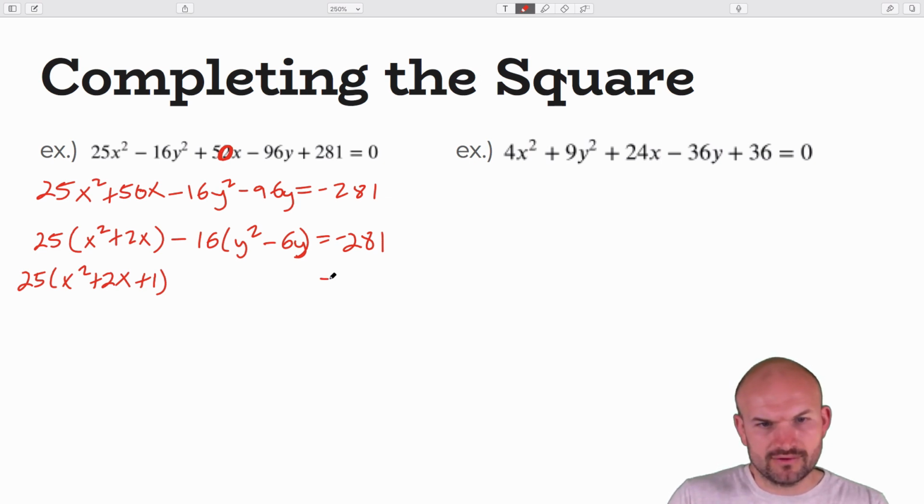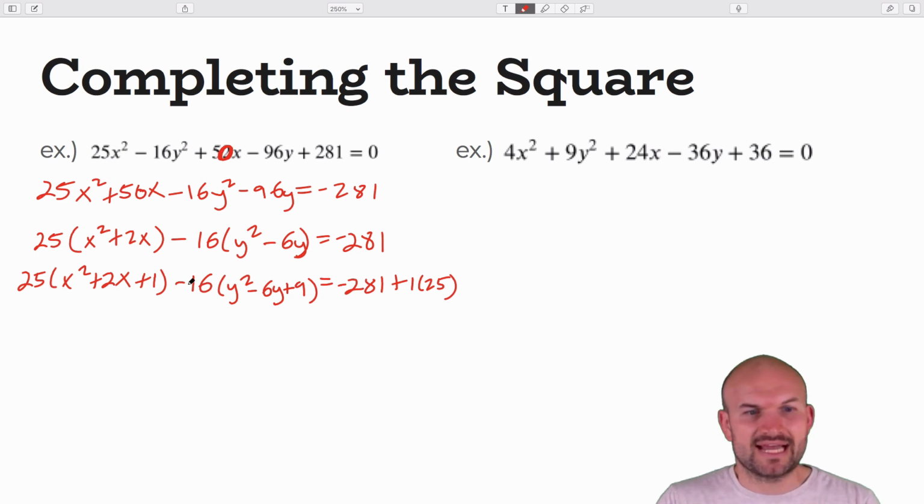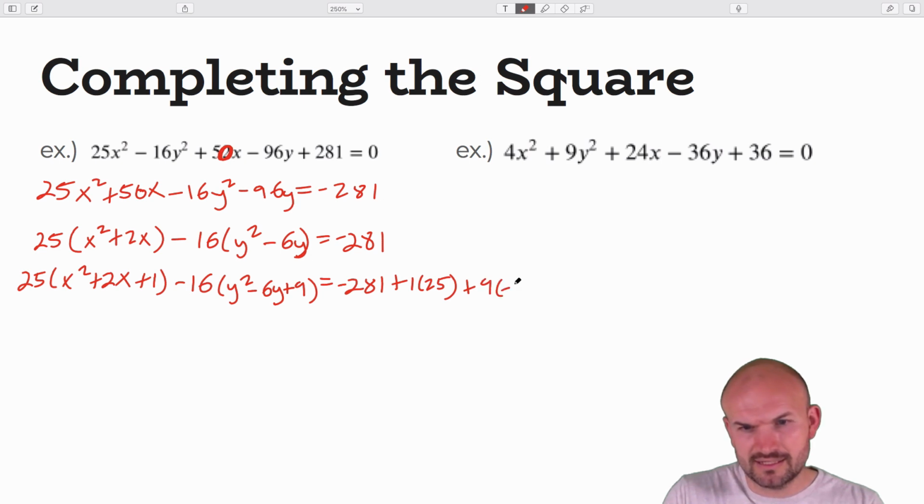But again, you're not really adding a 1, you're adding a 1 that's being multiplied by a 25. And therefore, on this right-hand side, I'm going to write a negative 281 plus a 1 times a 25. And I'm going to write it all the way out, even though I don't really have that space, just because I want you to see where everything is coming from for accounting purposes. Then over here, I'm going to have a negative 16. This would be a y squared minus a 6y, and therefore that would be a plus 9. And again, this is going to be a 9 times a negative 16. But let's just do that as a plus a 9 times a negative 16.